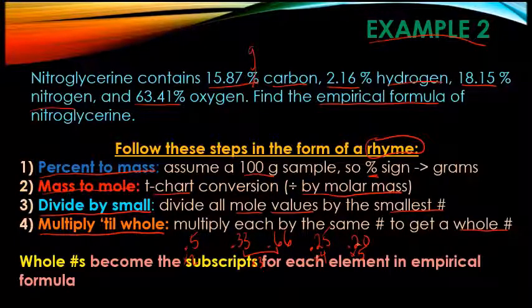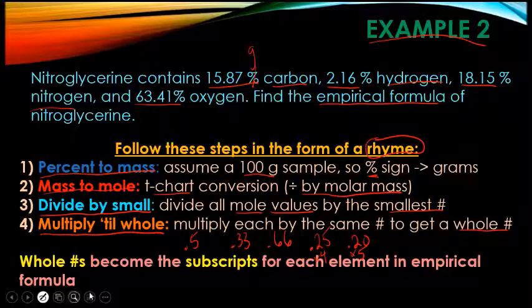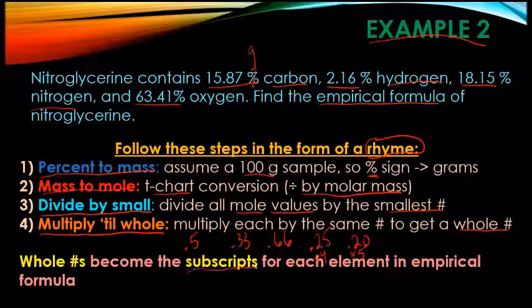Once you do that, the whole numbers eventually turn into, then you write out the formula, and those are your subscripts when you do these 4 steps. So percent to mass, mass to mole, divide by small, multiply till whole. Those whole numbers become the subscripts in your empirical formula.